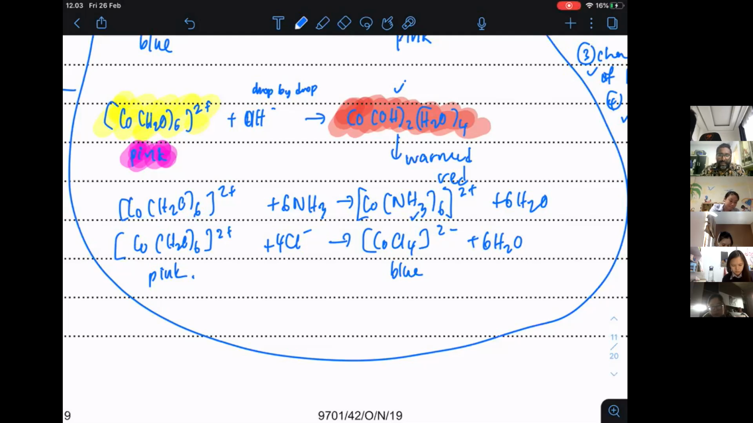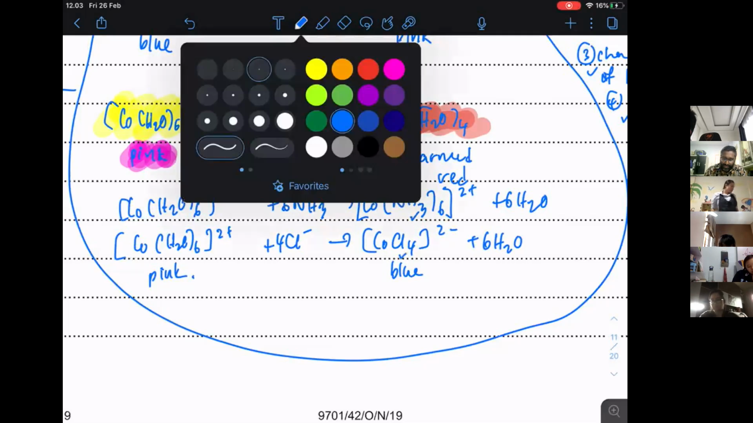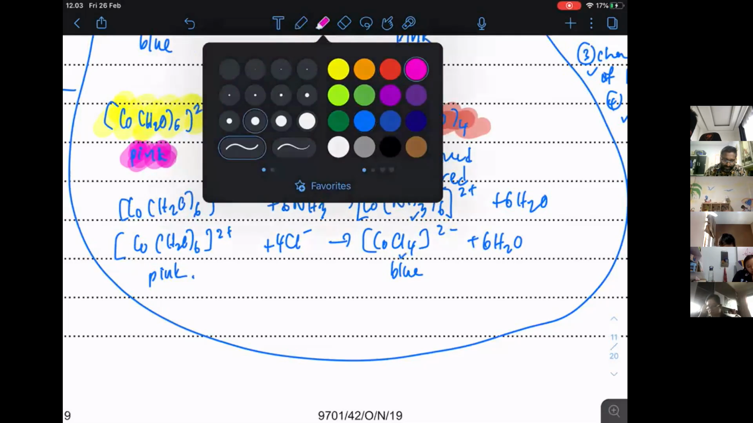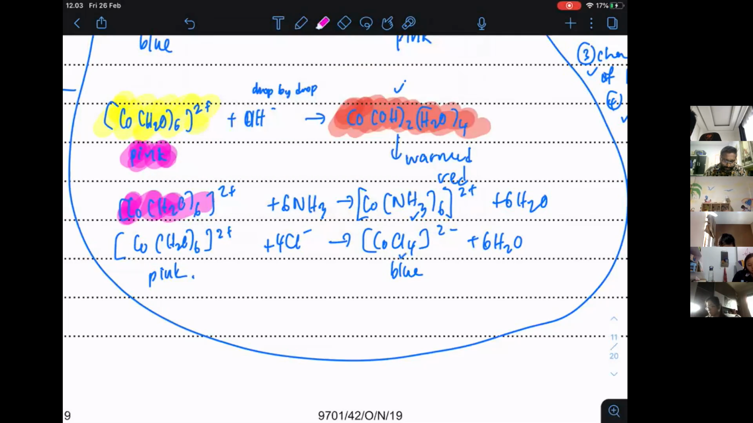And if you are adding excess chloride or HCl, you are going to get this, which is going to be a blue solution. Do remember, they are all pink in the beginning, but now they are going to become blue. This one, please check, if I'm not mistaken, it's straw in color, something like a yellowish brown kind of color. But again, here, it's going to change into blue.